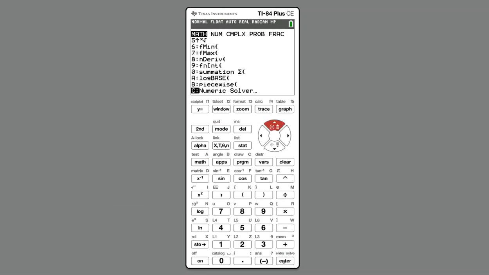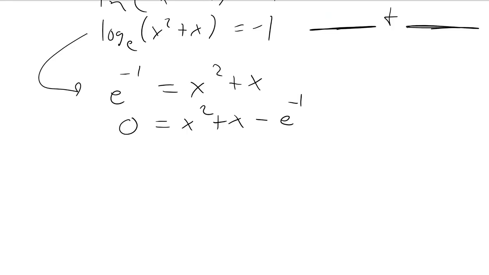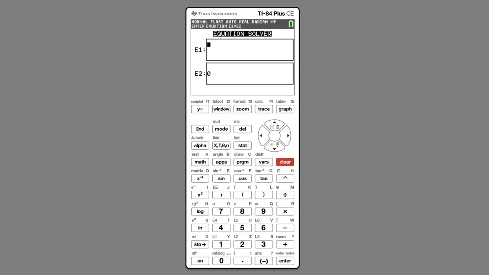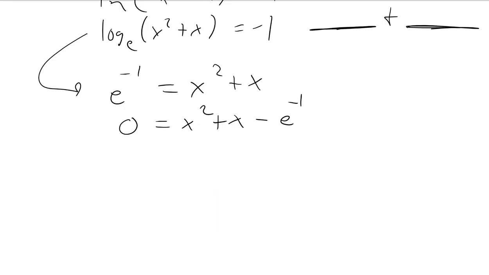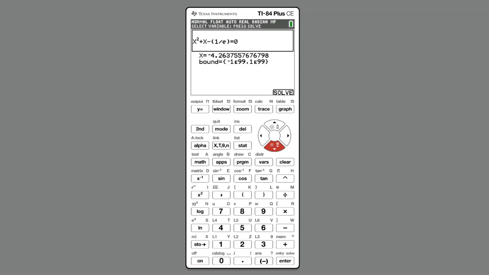So math, up, enter, type in the equation to one side. X squared plus x minus 1 over e, or e to the negative 1, same thing, equals 0. So the other side is 0. Go down. Again, if you're ever going to use this, you have to practice it.